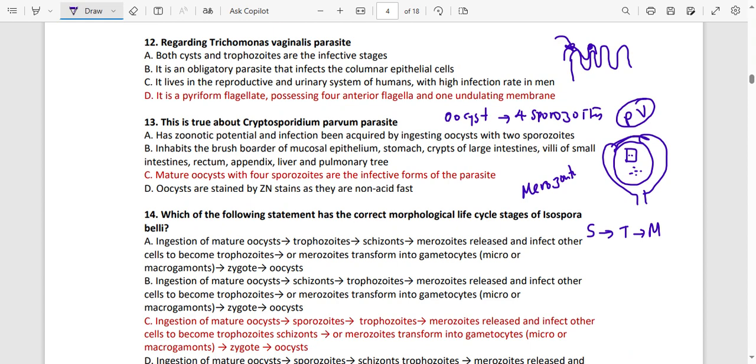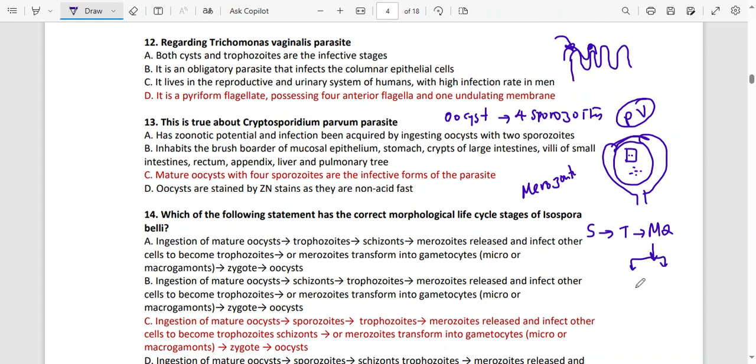And here you are going to form two types of meronts. You have got the type 1 meronts. Each type 1 meront has got 8 merozoites. And then it can as well form the type 2 meronts, and each one of them has got 4 merozoites. The type 2 is the one that is going to undergo gametogony. It is going to end up forming the male and the female.